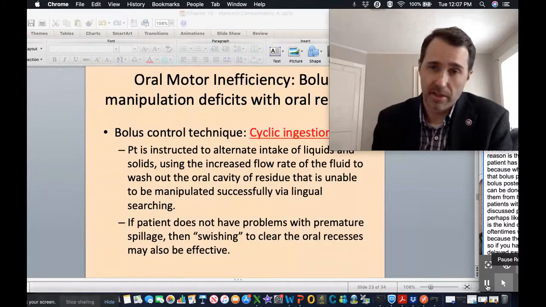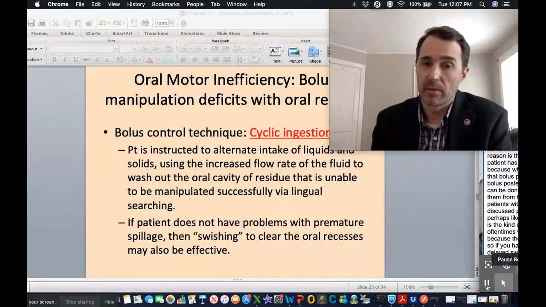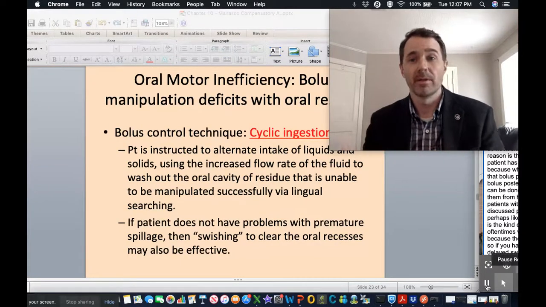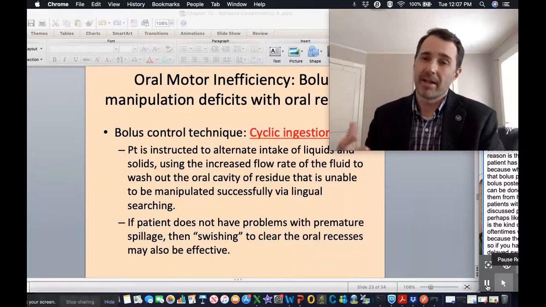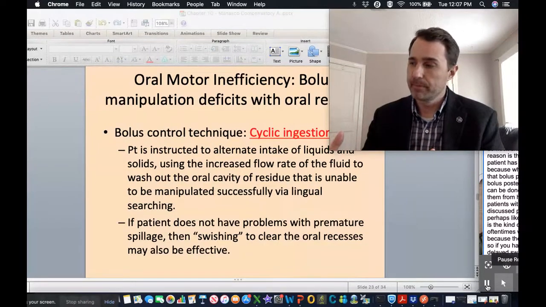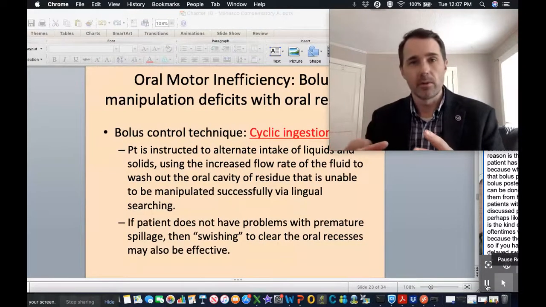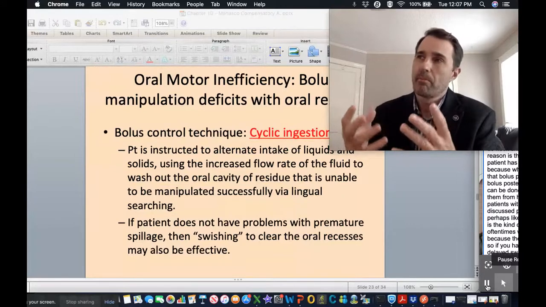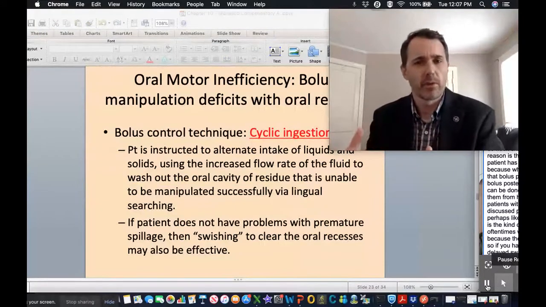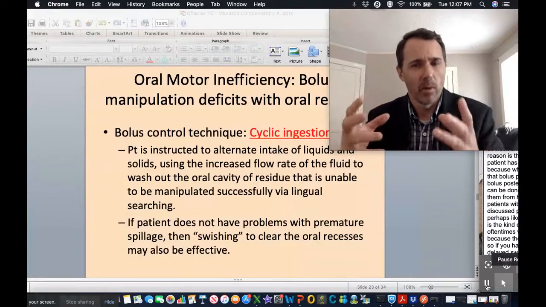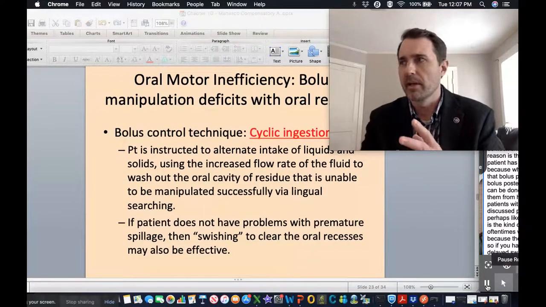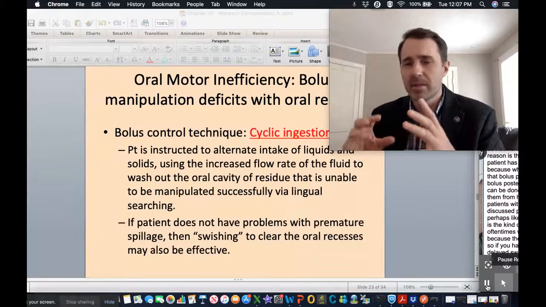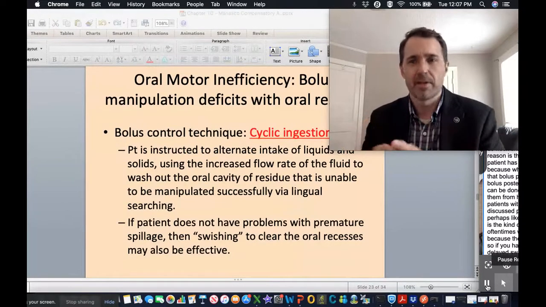So chin tuck, effortful swallow, alternate sip, swallow. What you'll find is once you get out and start practicing, for every patient, you'll probably recommend 2 or 3 different strategies that will all come into play that'll allow the patient to appropriately take their food as safely as possible, as efficiently as possible.